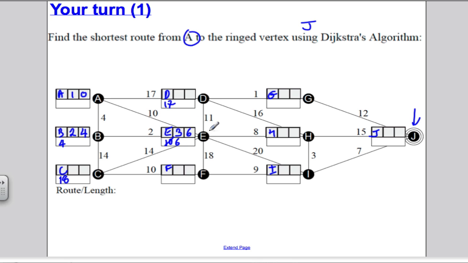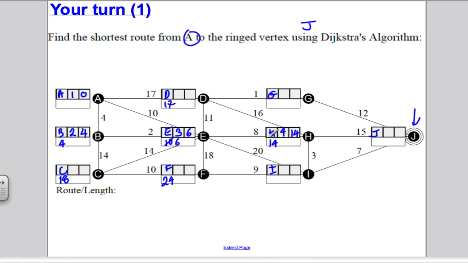Now you consider everywhere you can get to from E. Could go up here in 11 plus the 6 you've already got, 17. That's equal to the best we've got currently. You could go down here in 18, which would be 6 to get here, and 18, so that would be 24. You could go along here with the 6 and the 8 of 14, and there's nowhere else you could go to. Look at all your temporary labels, 18, 17, 24 and 14. Which one's your smallest? Well, 14 is, so that's going to be your fourth one of weight 14.